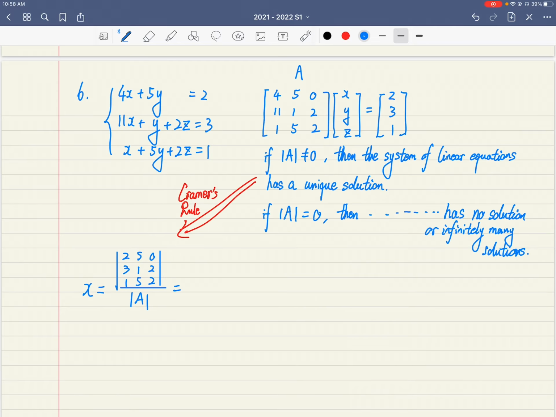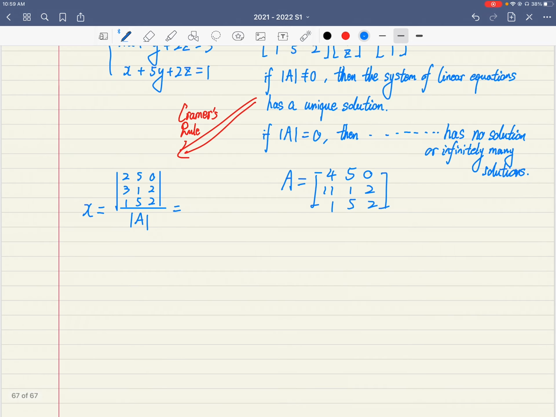So let's do the determinant of A. Now you should be very familiar with how to get the determinant already, so I won't do all the details here. I'll just do the details of A, then you can do the rest by yourself. So A is this coefficient matrix.